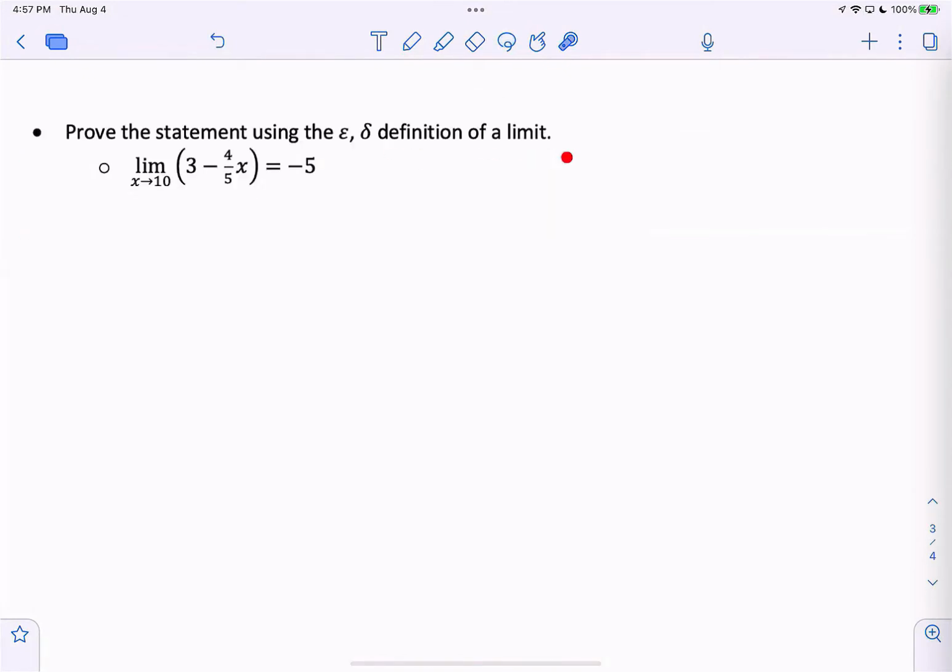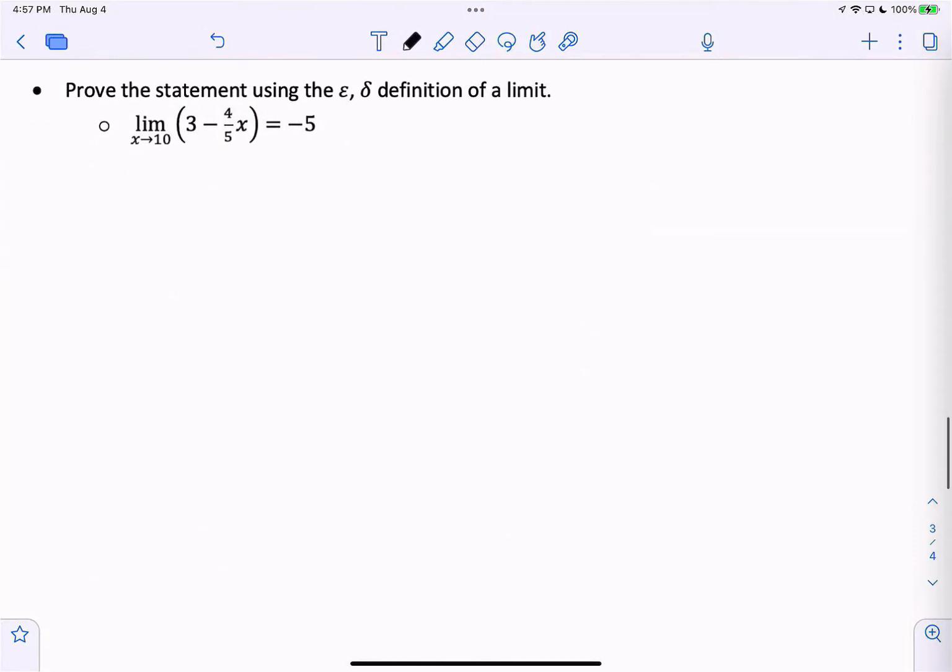All right, next we have a problem that's very similar to the one that we just saw. Prove the statement using the epsilon-delta definition of a limit. The statement is that the limit as x approaches 10 of 3 minus 4/5 x is equal to negative 5. We're given the limit here. Here we're told that the limit is equal to negative 5. I see here that f of x is equal to 3 minus 4/5 x. And then in the limit statement, as x approaches 10, well, that tells me that a is equal to 10.